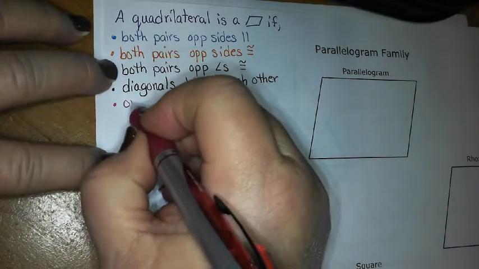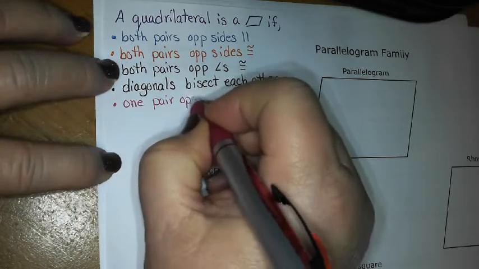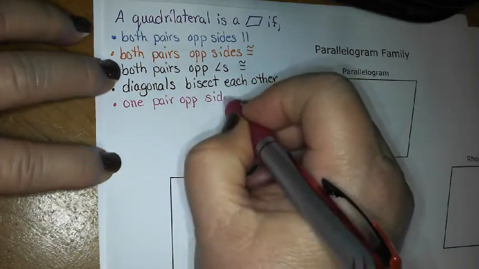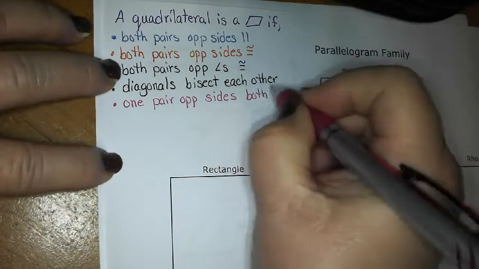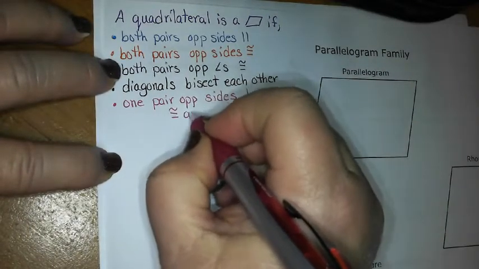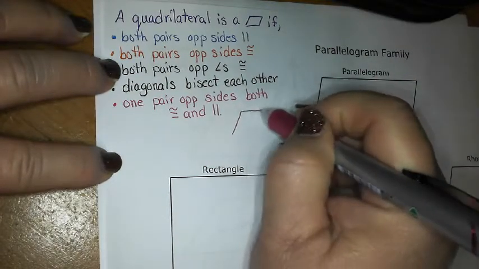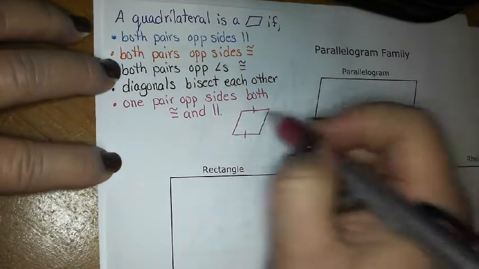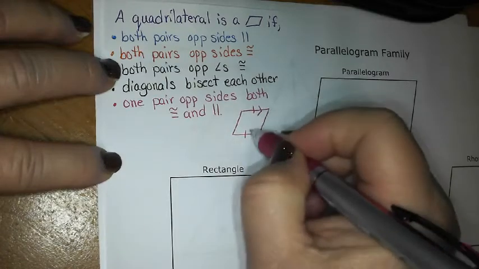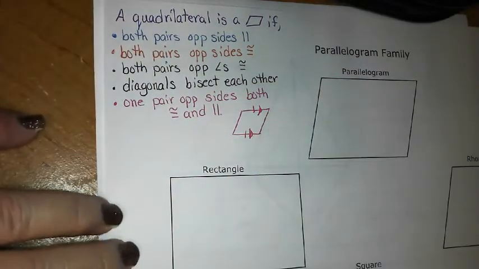If you have one pair of opposite sides that are both congruent and parallel, then you have a parallelogram. So what that looks like is I've got one pair of sides that are congruent and that same pair of sides is also parallel. That is a parallelogram.